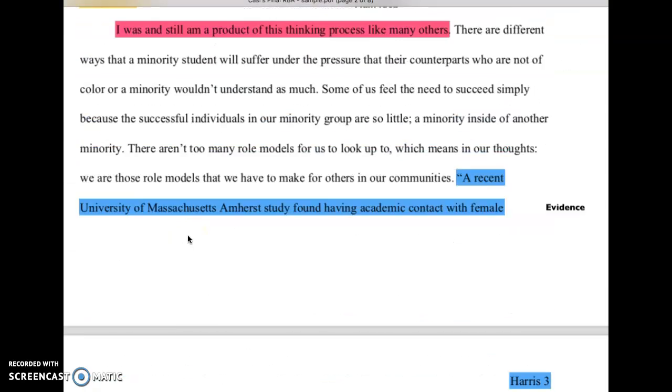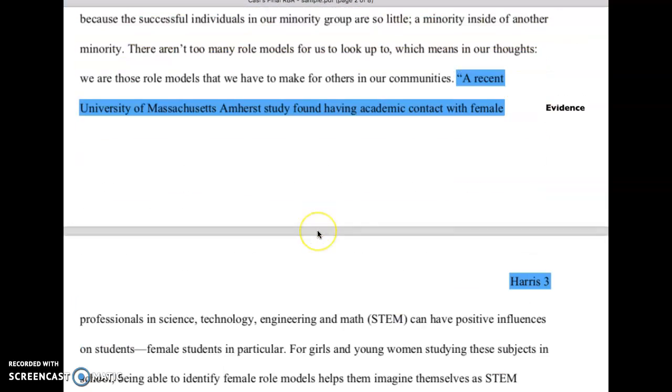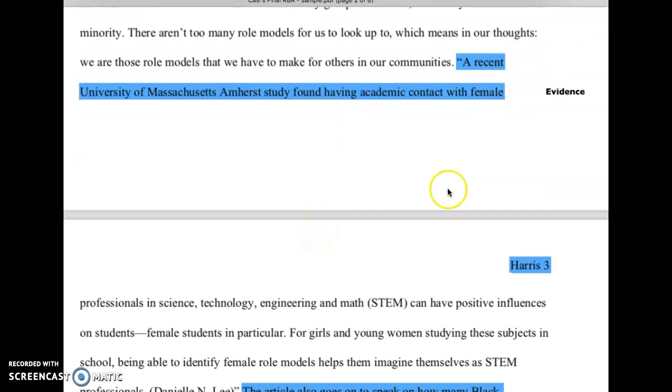So then here we see her main idea. She then goes on to provide evidence for that main idea.